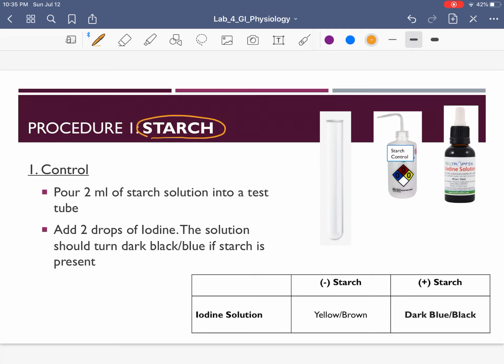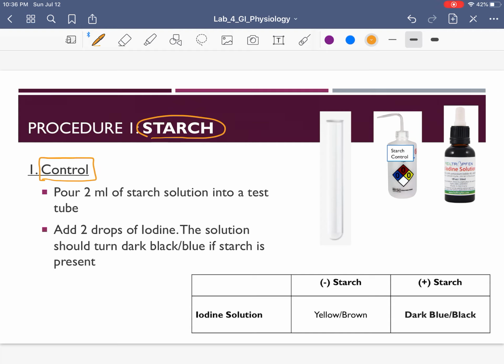Okay? We're always going to do a control experiment first. We know from lab number 2 why we do a control first. We do a control to make sure the chemicals are working properly. And also, we do a control to see what we expect to see. In this case, we're going to expect to see certain color changes. So we do the control to make sure the color changes happen as they should. And then it lets us know what we're going to be looking for later.